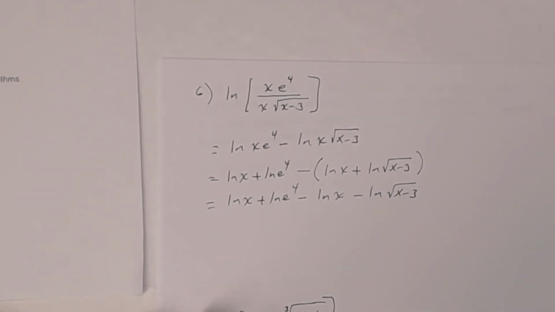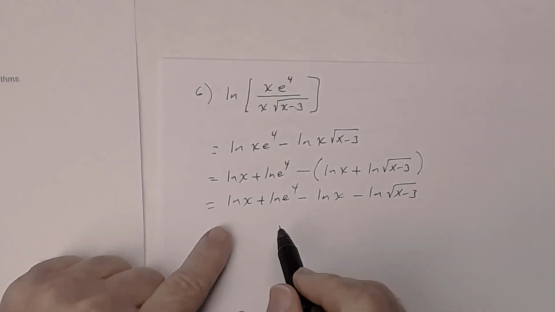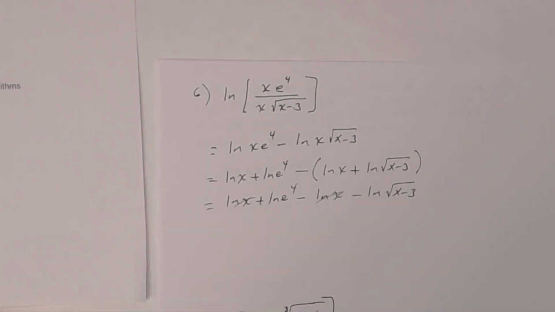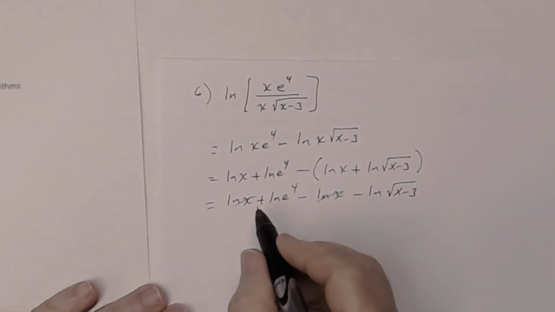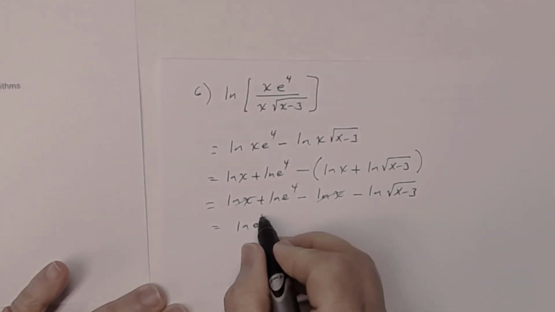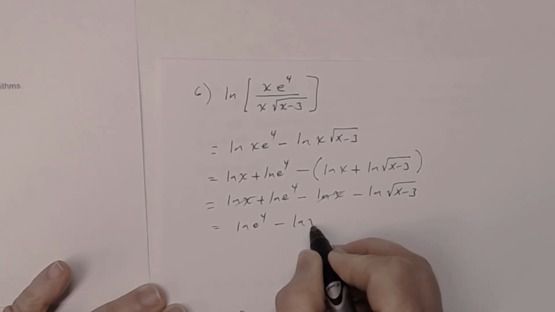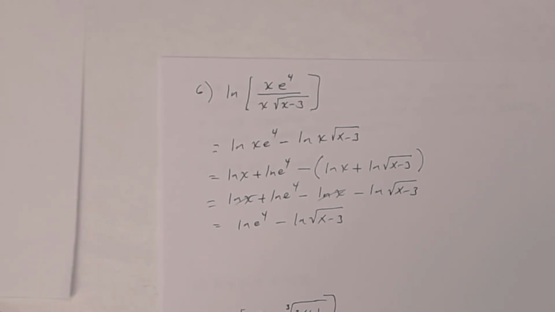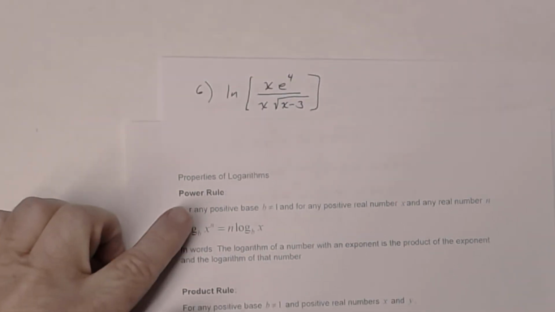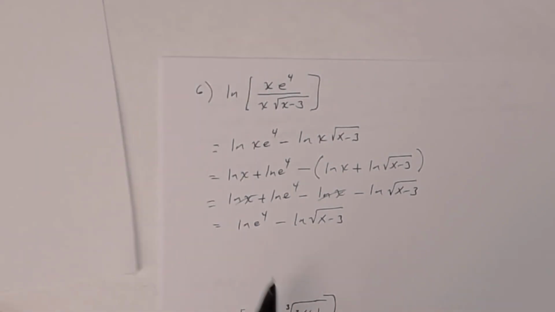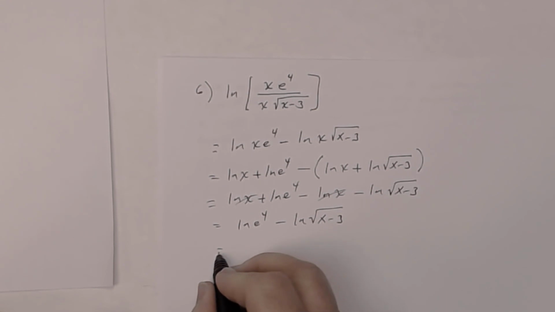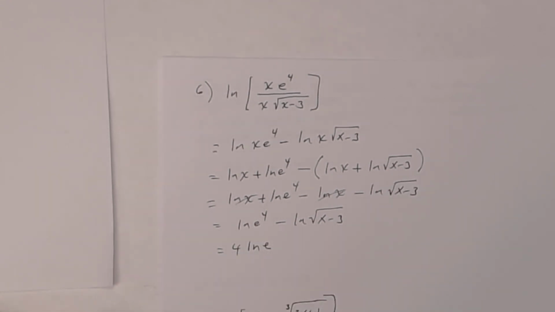Now, one of the things I want you to notice, first of all, is that the natural log of x, subtract natural log of x, that's 0, right? So those cancel each other, so the sum there is 0. So really all you're left with is the natural log of e to the fourth minus the natural log of the square root of x minus 3. Now at that point, to expand it further, I'm hoping you recognize that I can use the power rule. Especially with this one, you see an exponent very easily. So it means I can write this as 4 times the natural log of e.